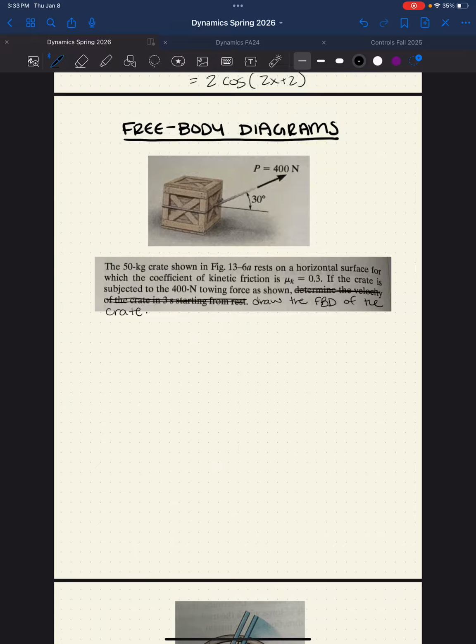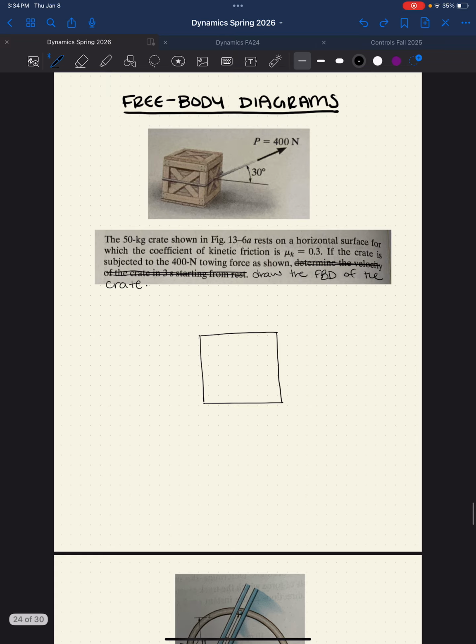So for a 50 kilogram crate that rests on a horizontal surface for which the coefficient of kinetic friction is mu k equals 0.3, the crate is subjected to a 400 Newton towing force as shown. We want to draw this free body diagram. Free body diagram means I'm going to free the body from its environment. So I am not going to draw the ground. I want to free the body from the ground and replace the ground with the force or forces that the ground applies to the box.